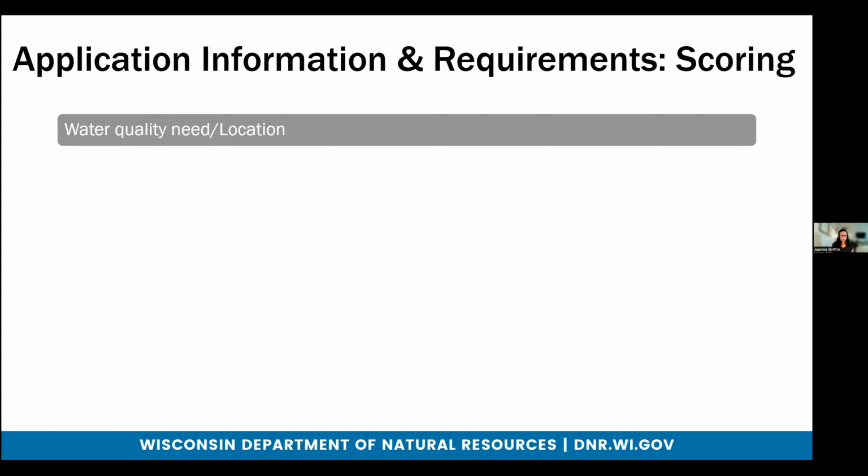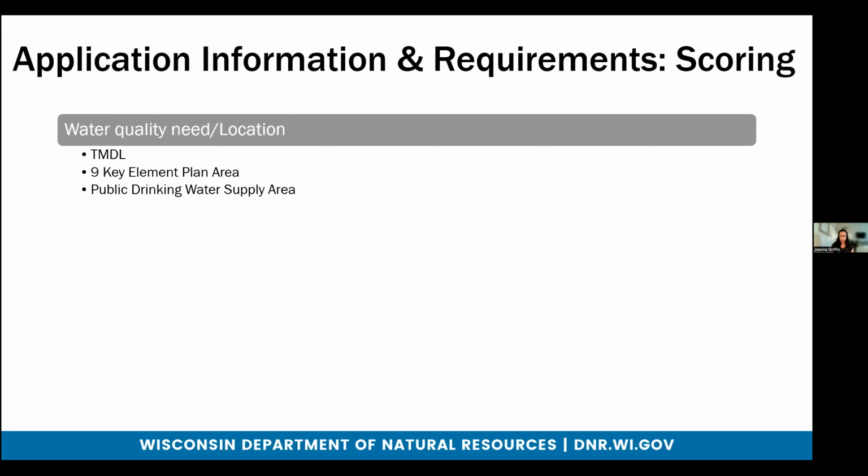There are some scoring sections that are based on the location of the project. So water quality need is one of the highest scoring components. Impaired waters receive the most points. And within the impaired water category, TMDLs receive the highest score. This is because the TMDL analysis provides additional information and helps target implementation. The application places equal importance on groundwater and surface water.